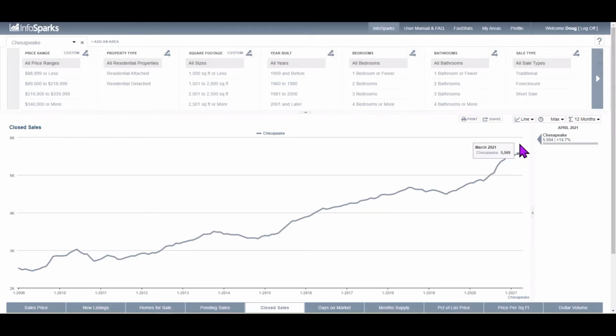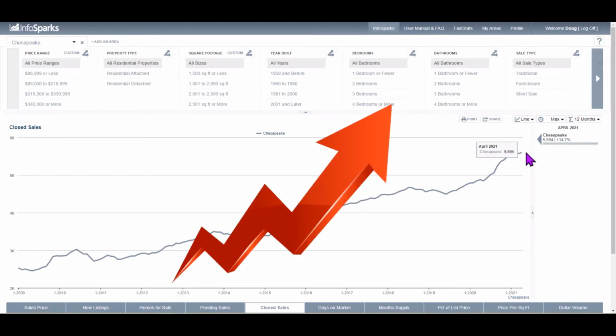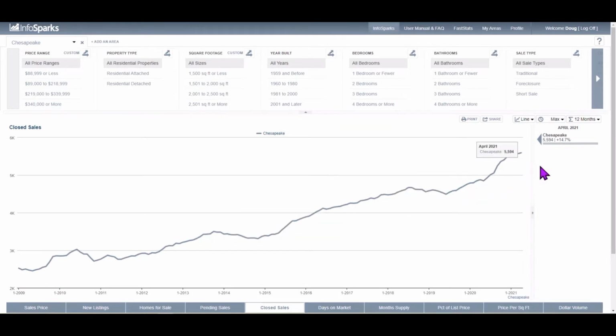Taking a look at the data for the city of Chesapeake for the month of April 2021, here we are in the closed sales category. Closed sales up 14.7% versus last April of 2020. 5,594 properties were sold in the city of Chesapeake for the month of April 2021. That number, once again, up almost 15% versus where it was last year at this time.